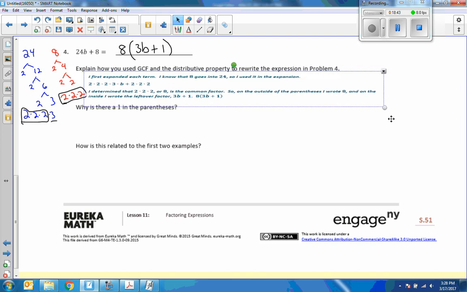Why is there a 1 in the parentheses? Well, I explained that already. If I put 0, there would be nothing to distribute, not even 24b. How is this related to the first two examples?